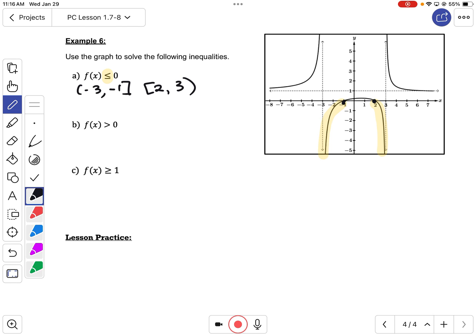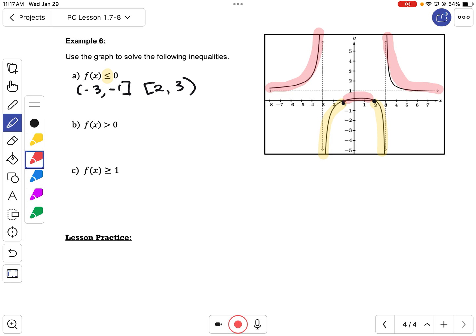Okay. Next one. We're looking for where this function is greater than 0, okay, where it's above the axis. Notice there's no equal to. So are we going to have any brackets anywhere? No, okay. I'm above the x-axis on this little swooshy piece, on this little bitty piece here at the axis, and this other swooshy piece, okay. So there's 3 pieces that I'm going to include, all right.